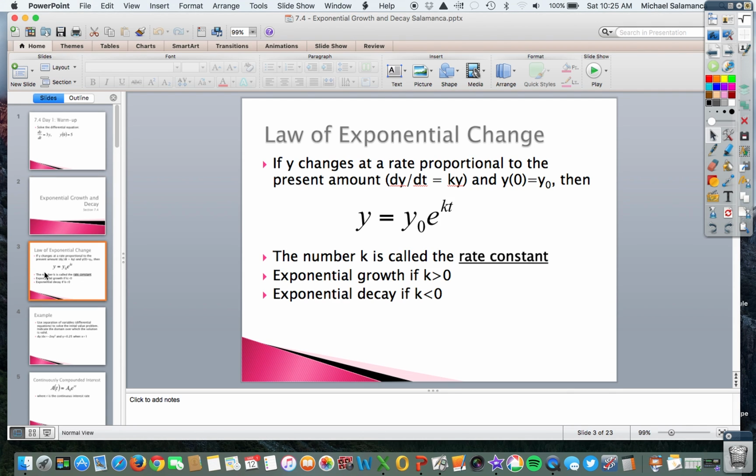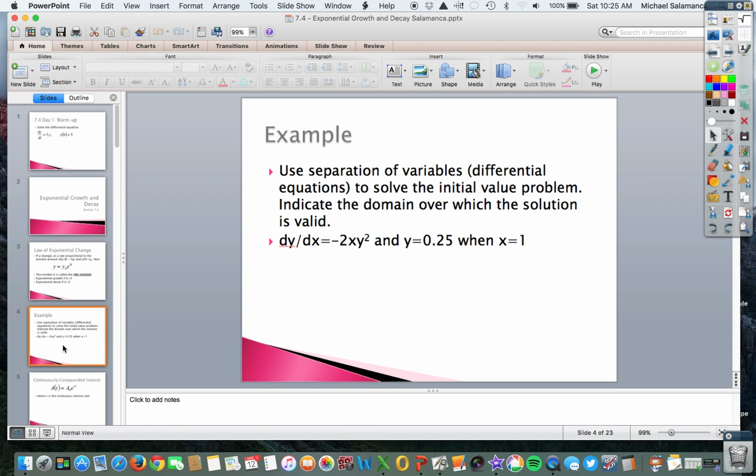Let's take a quick look at the law of exponential change. It states that if y changes at a rate proportional to the present amount, so dy/dt is equal to ky, where k is a constant, and y(0) is equal to y naught, then y is equal to y naught e to the kt. The number k is called the rate constant. If k is greater than 0, it's exponential growth. If it's less than 0, it's decay.